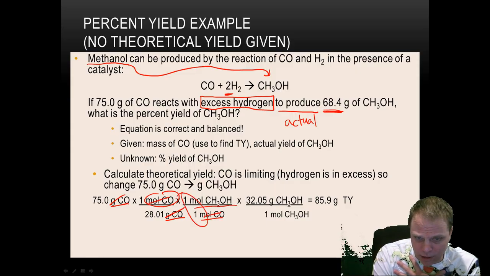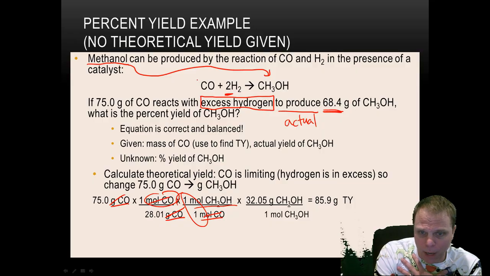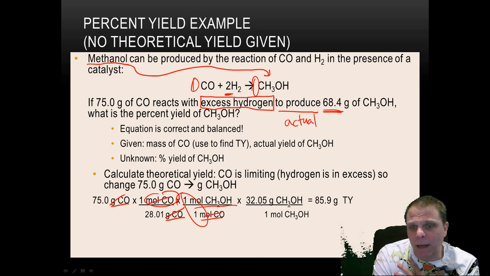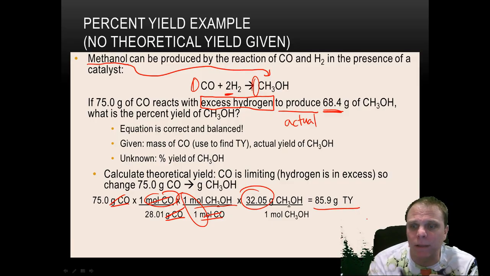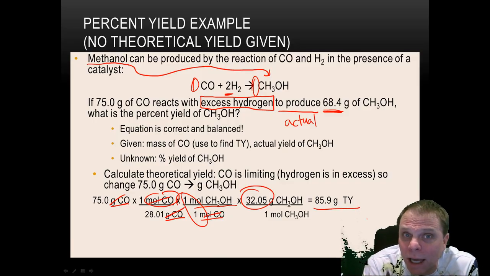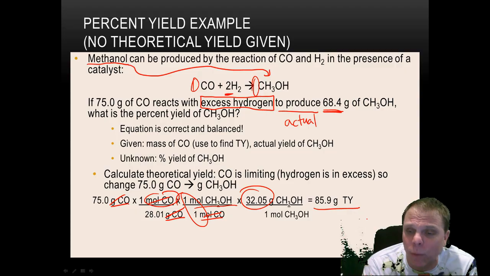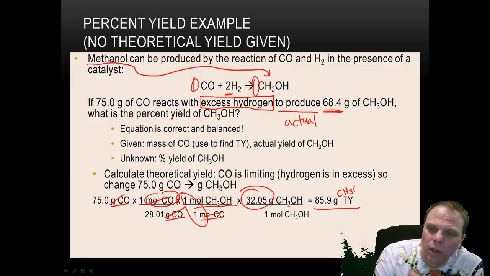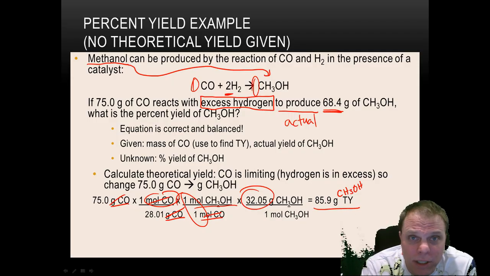Where did I get those numbers from? I got them from here and here, the balanced chemical equation. And then I go to the periodic table, and I got that number from the periodic table. So my answer in theoretical yield is 85.9. According to the math, I was supposed to get 85.9 grams of, where are my units, CH3OH. I was supposed to get that many grams of that.